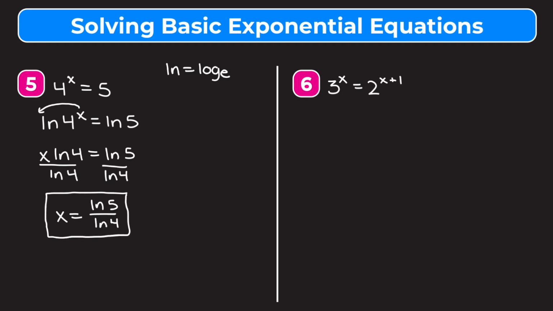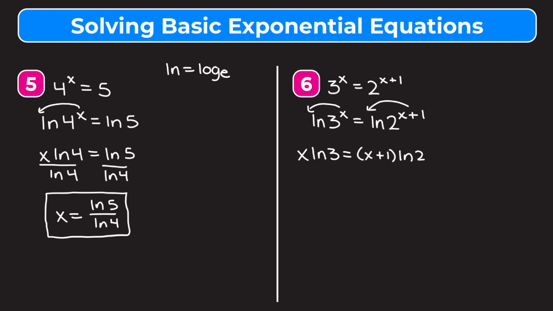And finally, taking a look at example 6, we have 3 to the x is equal to 2 to the x plus 1. So again, we can't really write 3 as 2 to some nice power, and we can't really write 2 as 3 to some nice power. So we are going to start by taking the ln of both sides. So we have ln of 3 to the x is equal to ln of 2 to the x plus 1. And now we want to kick both of these exponents out to the front.